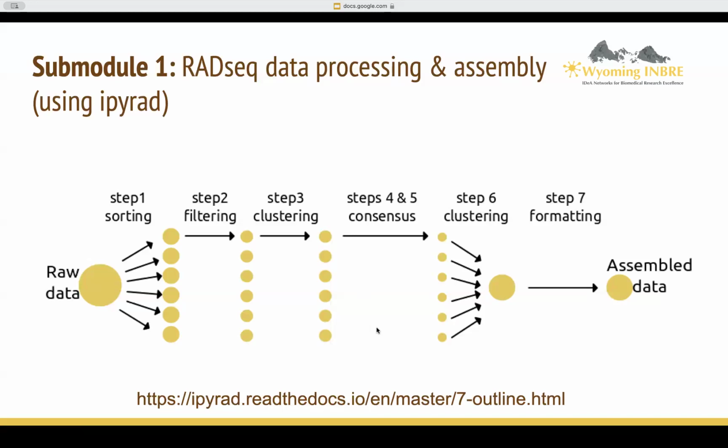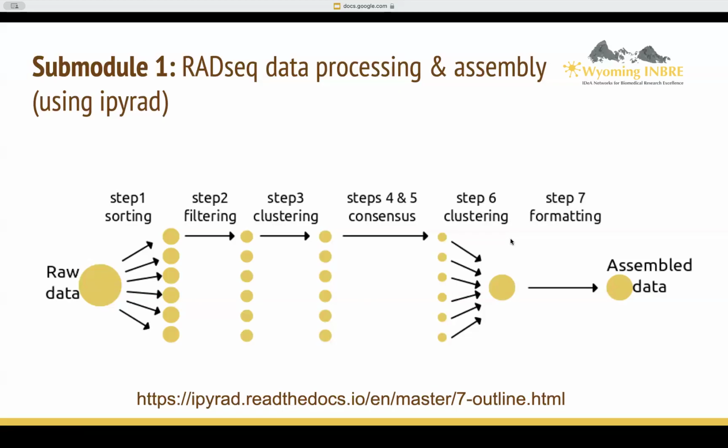Step 6 is clustering among all samples. Now that we have consensus sequences per sample, we will cluster them across all individuals to find the homologous loci. Again, this step can either be done de novo or using a reference, and the sequences are aligned to produce site-by-site comparisons across the data set.